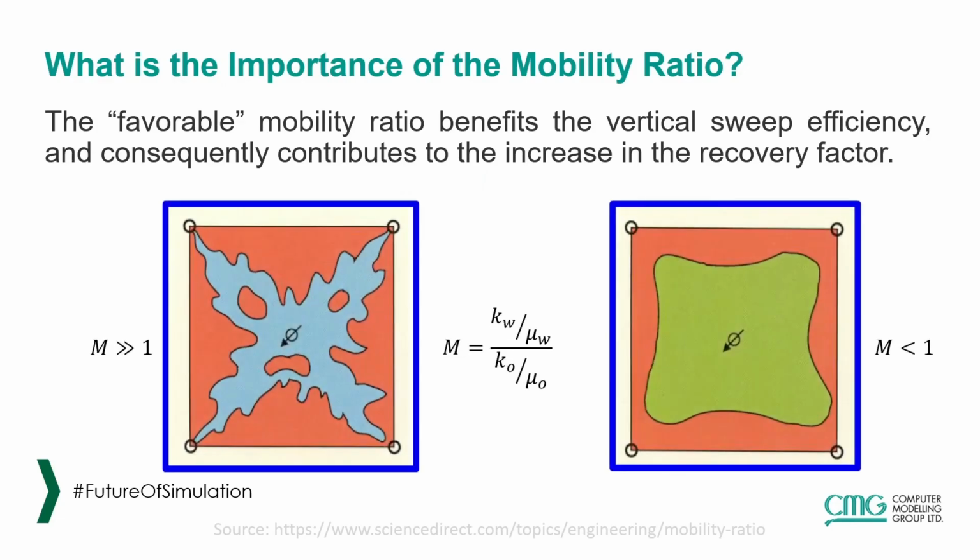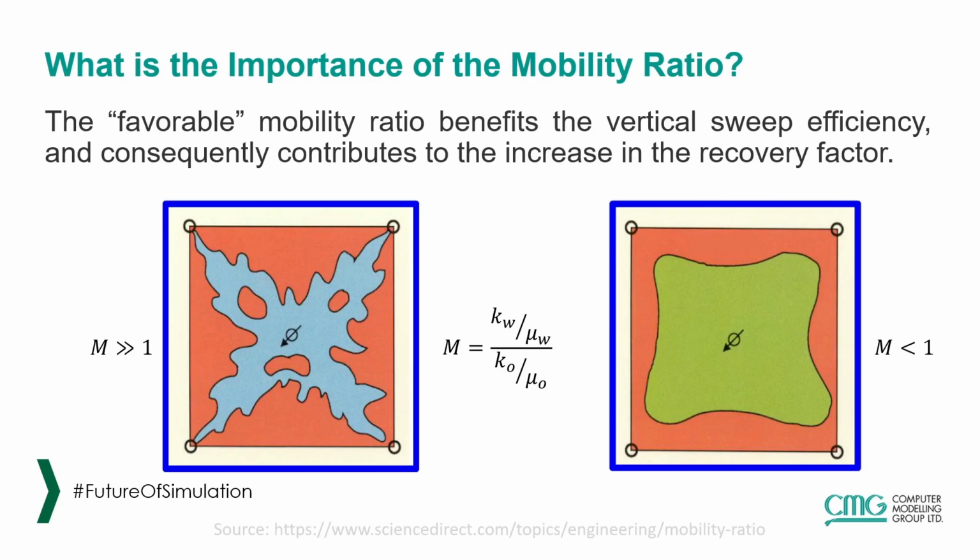However, to reach an effective polymer flooding, the mobility ratio that is normally known as M needs to be less than 1, since higher M values lead to viscous fingering and thus create conformance problems.